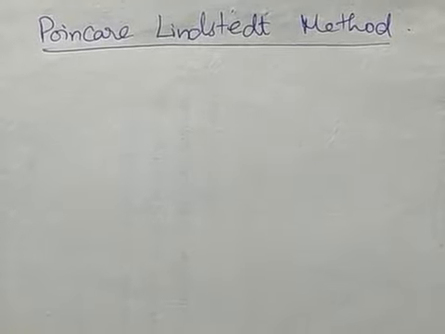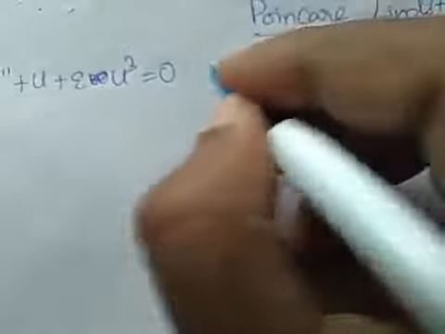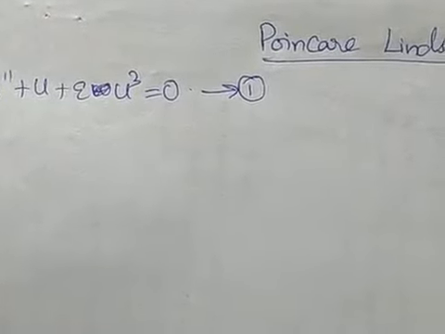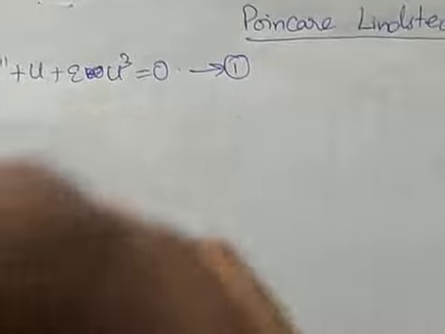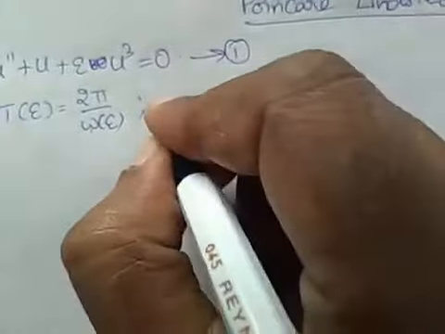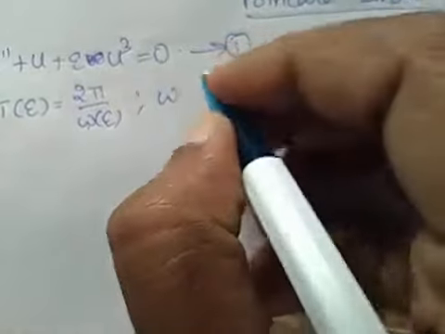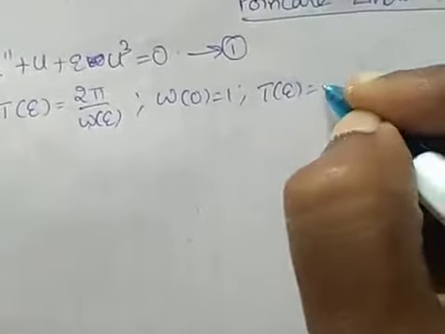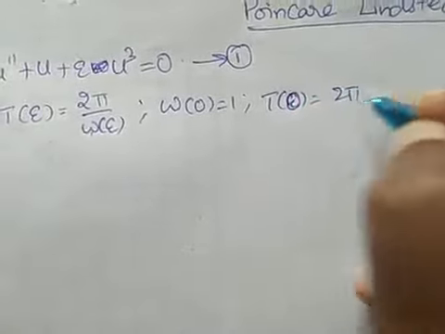The very first problem, I am considering the Duffing equation. The Duffing equation is of the form u double dash plus u plus epsilon u cube equal to 0. This is our problem. This ODE we are going to solve and find the solution. As usual, the period of the oscillator is given by T of epsilon, which is equal to 2 pi by omega of epsilon. Omega is the frequency and omega of 0 equals 1. T of 0 equals 2 pi.